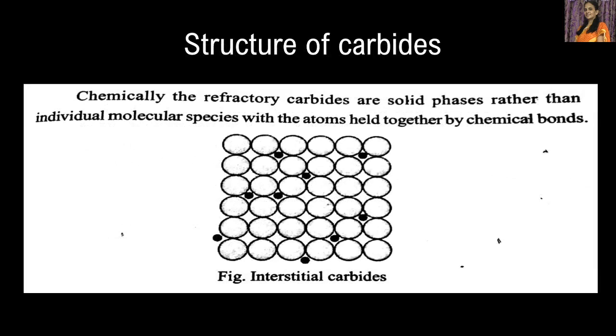See the structure of carbides chemically. The refractory carbides are solid phases rather than individual molecular species, with the atoms held together by chemical bonds. These are the interstitial or metallic carbides. Here we can see the metal atoms and carbon atoms present like this. This is about the structure of interstitial carbides.